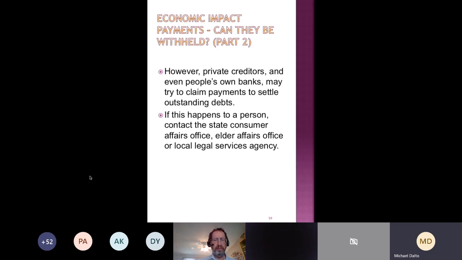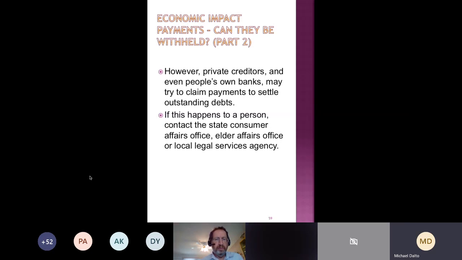Now, the bad news is that private creditors may be able to try to claim economic impact payments to settle outstanding debts. Sometimes even people's own banks, if people owe overdraft fees or other fees, may try to take the money out of people's economic impact payments. Even some nursing homes have been collecting or attempting to collect from people's economic impact payments if people were behind on payments that they owed to the nursing homes.